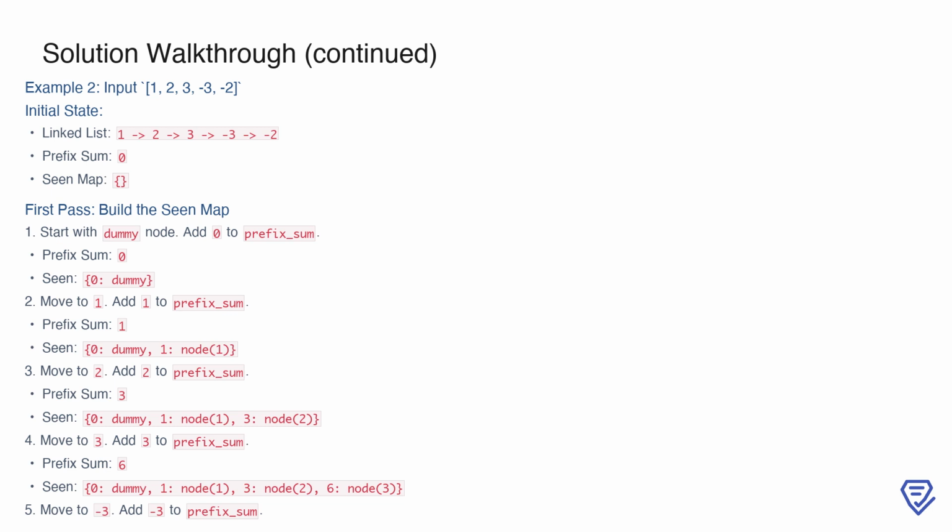We update the map to reflect the last occurrence of 3 as node -3. Finally, at the last node with value -2, the prefix sum becomes 1, and the map updates to 0, dummy, 1, node -2, 3, node -3, 6, node 3.